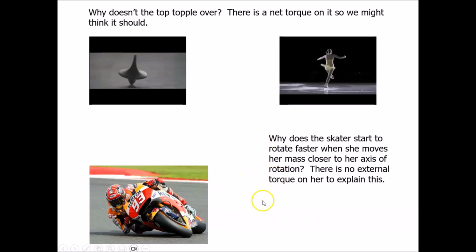So all of these phenomena are explained through angular momentum. And that's what we're looking at next.